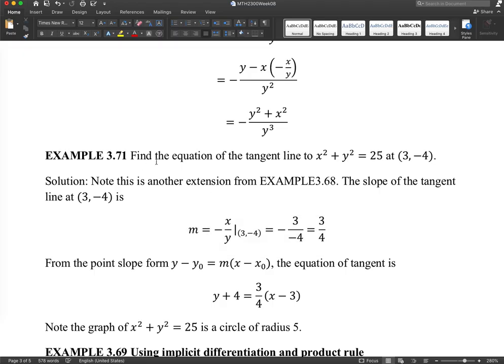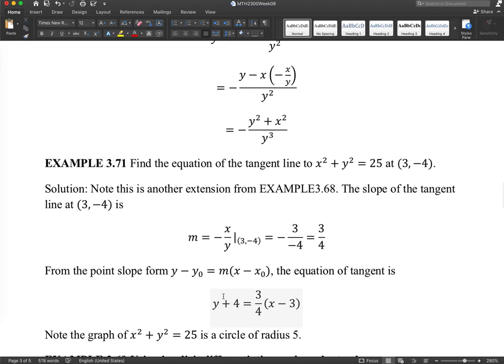And then the equation of the tangent line, I suppose you do know from now on, the point-slope form of a line: y minus y naught is slope times x minus x naught. Slope as calculated. The point, x naught, y naught, is given here. y minus negative 4, I simply put y plus 4 over here. So this is the equation of the tangent line.